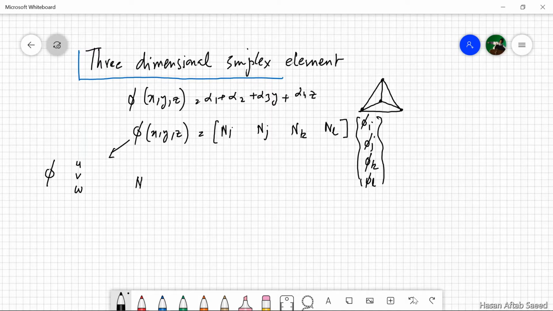Now here, the shape functions can again be written in a generic form, and you'll notice the similarity with the 2D case. Obviously, there will be another set of coefficients, D, and where it was divided by 2A in the case of the 2D element, it is divided by 6V. Recall that the 1D element was divided by the length L.